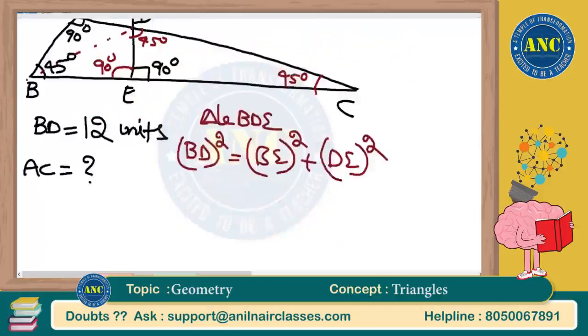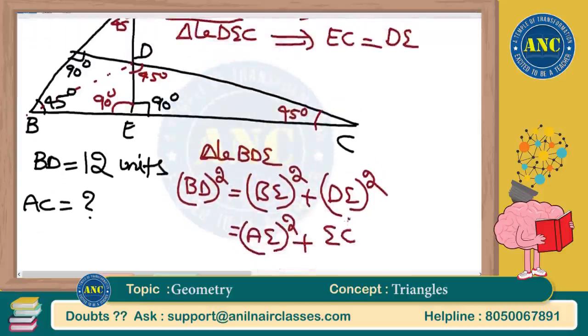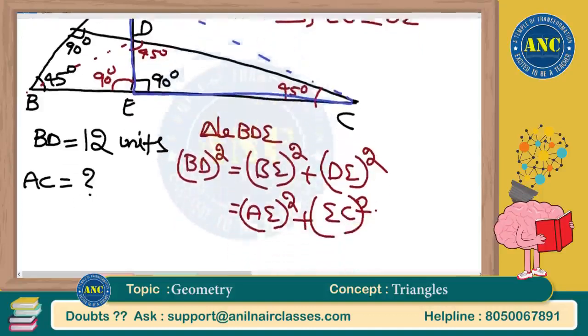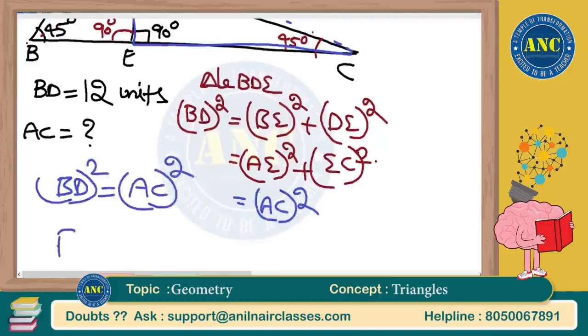So BE is nothing but AE, and DE is nothing but EC. So it is AE square plus EC square. What will it become, sir? It is nothing but AC square. Beautiful question. That means BD square is equivalent to AC square, so BD is equivalent to AC.